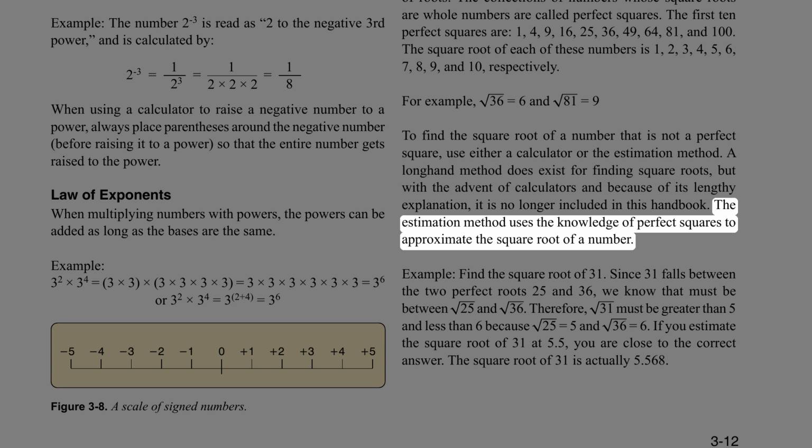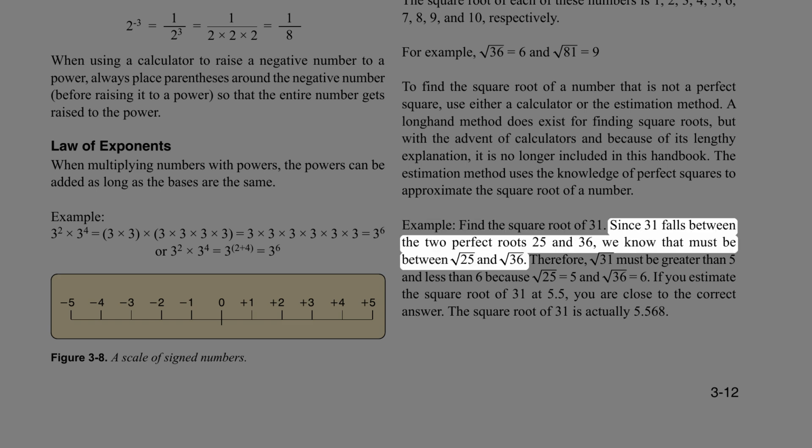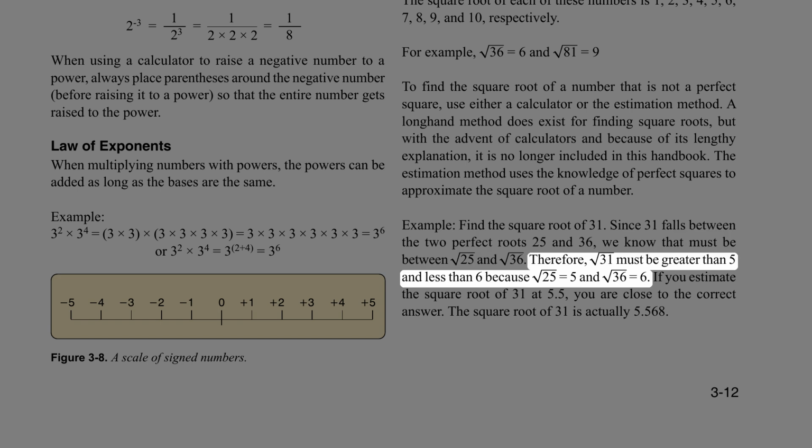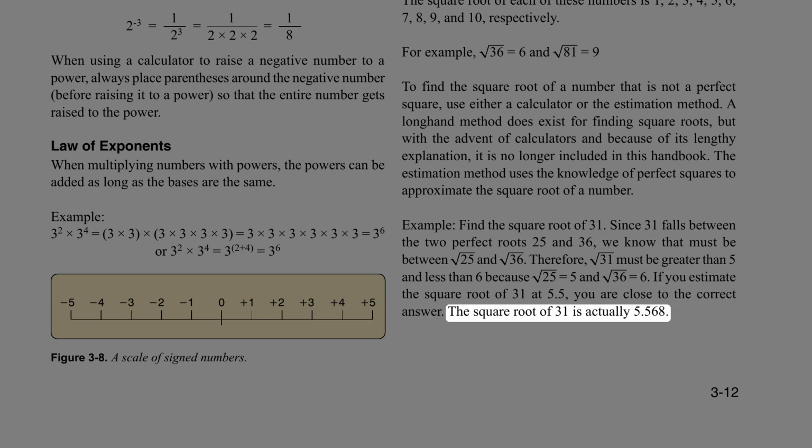The estimation method uses the knowledge of perfect squares to approximate the square root of a number. Example: find the square root of 31. Since 31 falls between the two perfect squares 25 and 36, we know that the square root of 31 must be between the square roots of 25 and 36. Therefore, the square root of 31 must be greater than 5 and less than 6 because the square root of 25 equals 5 and the square root of 36 equals 6. If you estimate the square root of 31 at 5.5, you are close to the correct answer. The square root of 31 is actually 5.568.